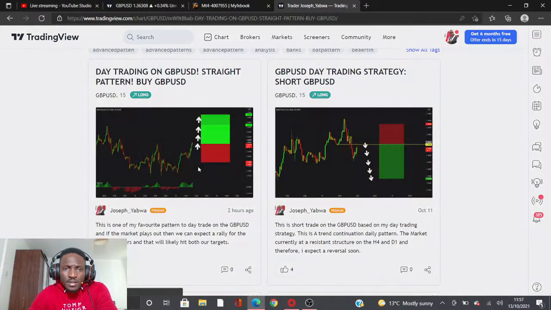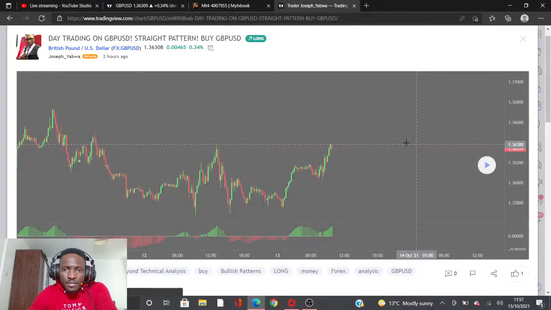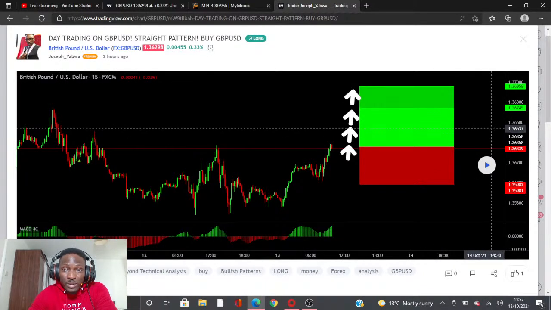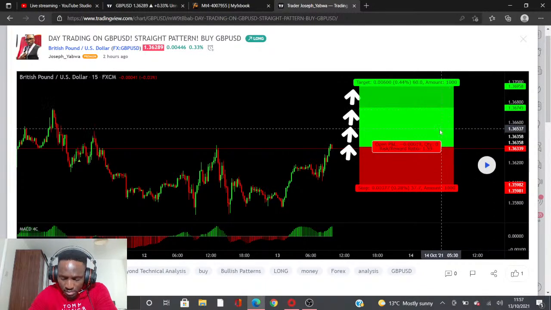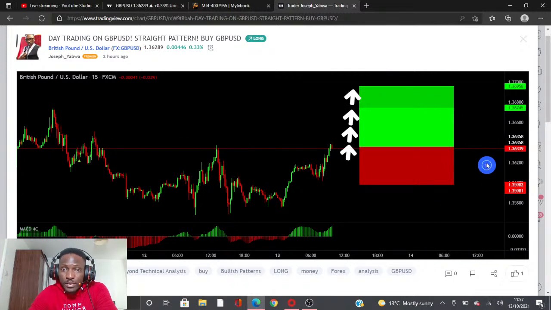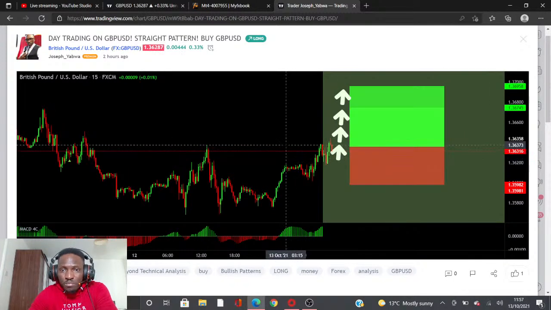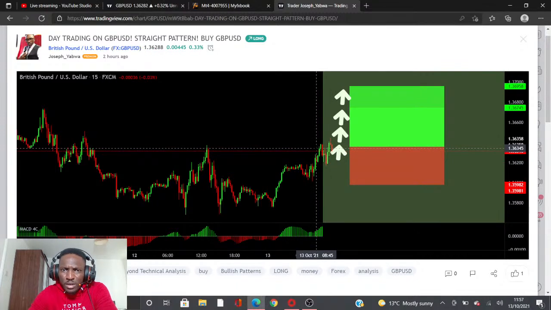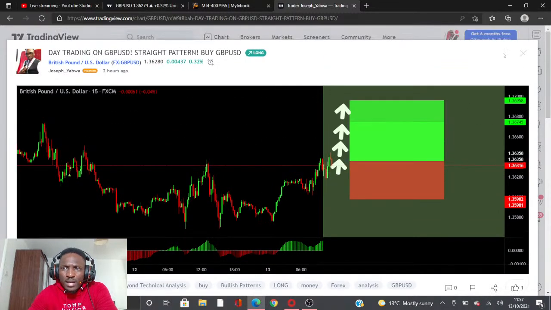So this is a trade that I posted right after the market confirmed the straight pattern, and this is my expectation in terms of where I expect this market to go for the rest of the day. And we're still somewhere at the entry level anyway. So we're going to see how that trade plays out.